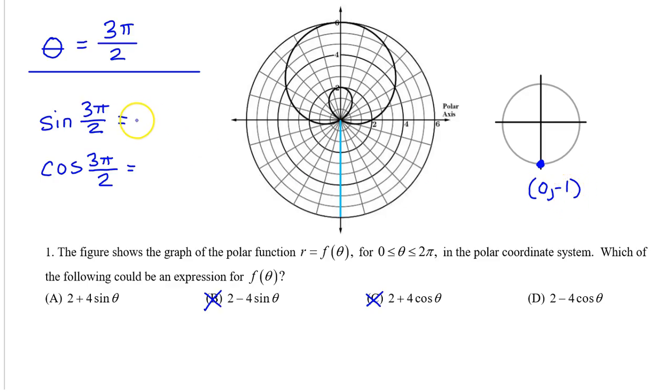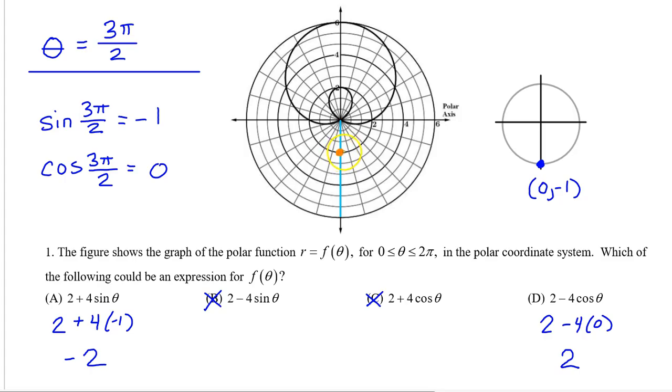Sine is the y value, and cosine is the x value. At 3 pi over 2, the value of option A is -2, and the value of option D is +2. At 3 pi over 2 on the polar grid, an r value of 2 would be right here on this blue line. But this point is not a point on the graph, so the answer is not D.